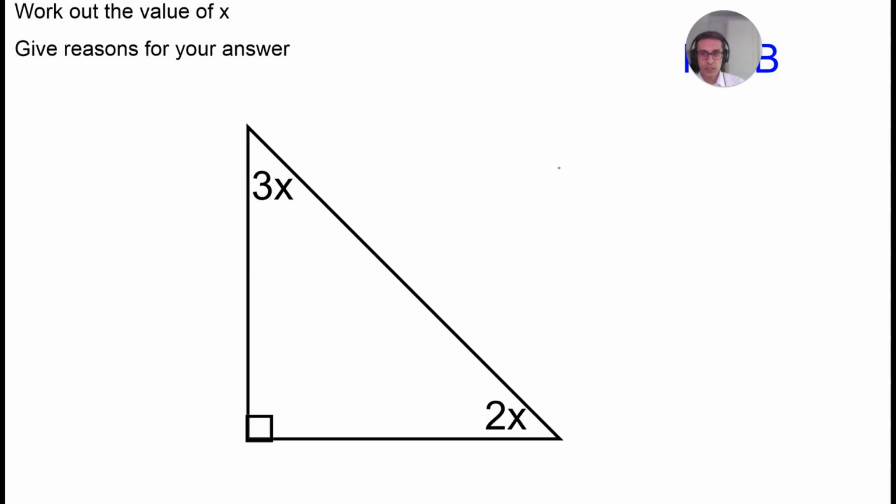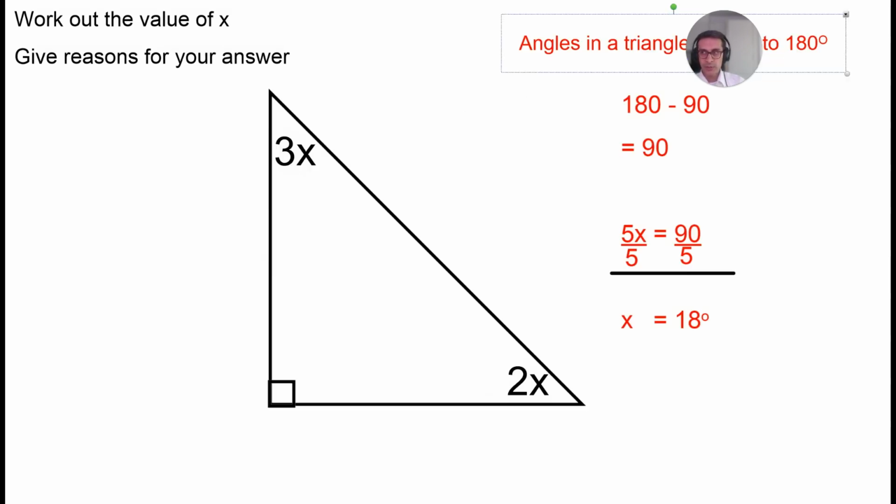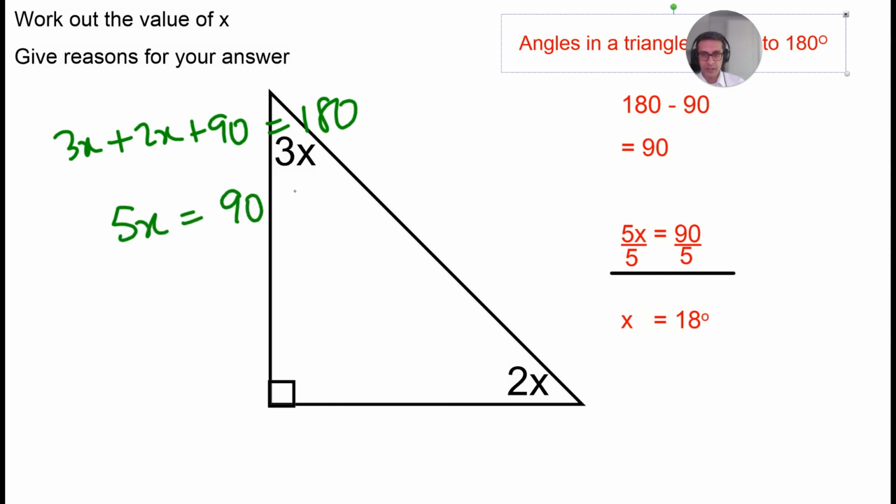Here's your next question. Can you work out what x is? Okay, so hopefully you spotted it's just angles in a triangle. So you add them all up. 3x plus 2x plus 90 equals 180. Take away 90 from both sides. You get 5x equals 90, and then you can solve it to get x is 18.